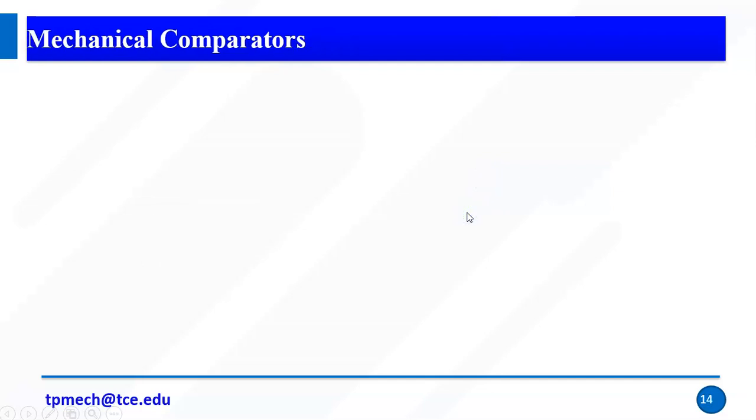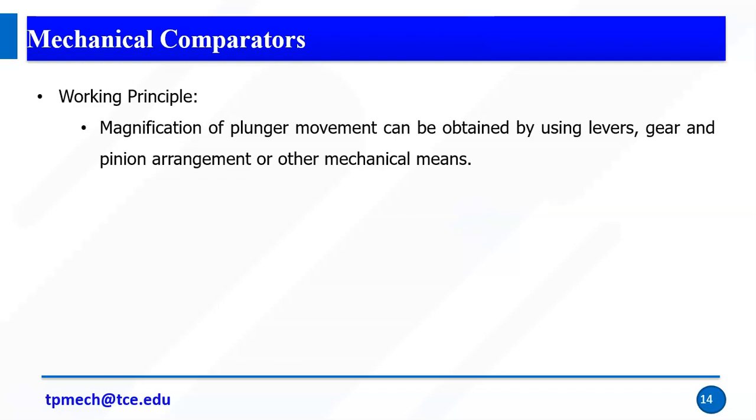Okay, so the first one we are going to see is the mechanical comparator. I said the comparator works with the help of spring, gear, or rack and pinion, right? The working principle is that the magnification of plunger movement can be obtained by using levers, gears, and pinion arrangement or other mechanical means. One example is the dial indicator. In a dial indicator, we have a plunger or stem. It can move up and down, right? It can move up and down based on the deviations from the workpieces.